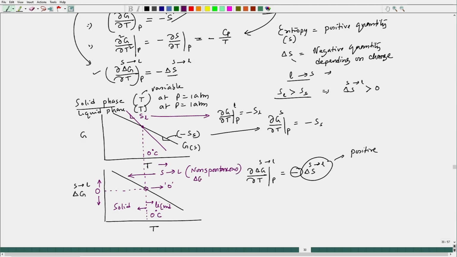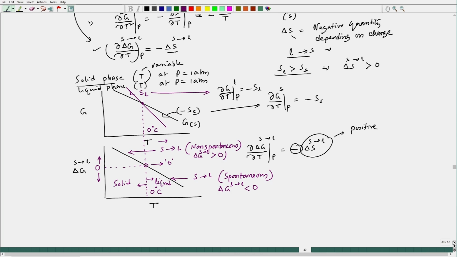since delta G is greater than 0, and here we have solid to liquid spontaneous, since delta G solid to liquid is less than 0. Okay. So, that is what we have understood. This is the kind of phase transformation we will have at 0 degree.